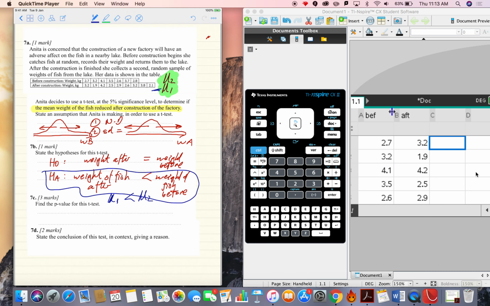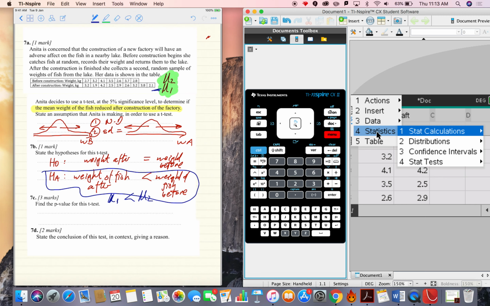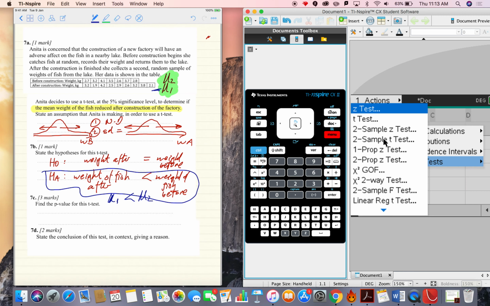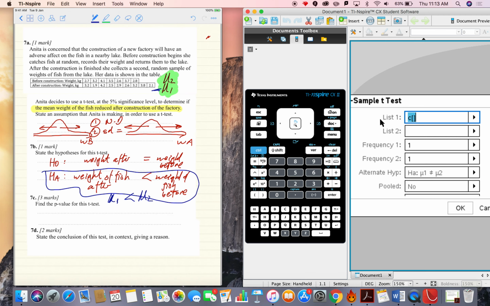So let's switch out to the TI Inspire. I've got it here. I've got the data all loaded up, before and after. I'm going to click in space next to it. Menu. It's a statistical test. It's a two-sample t-test. We're going to put data in there. And list 1 matches with what you've labelled mu1, and mu1 is the after. And list 2 is mu2, and that's before. And the alternate hypothesis is what we've written down. The weight of fish after is less than the weight of fish before, so it's mu1 less than mu2.